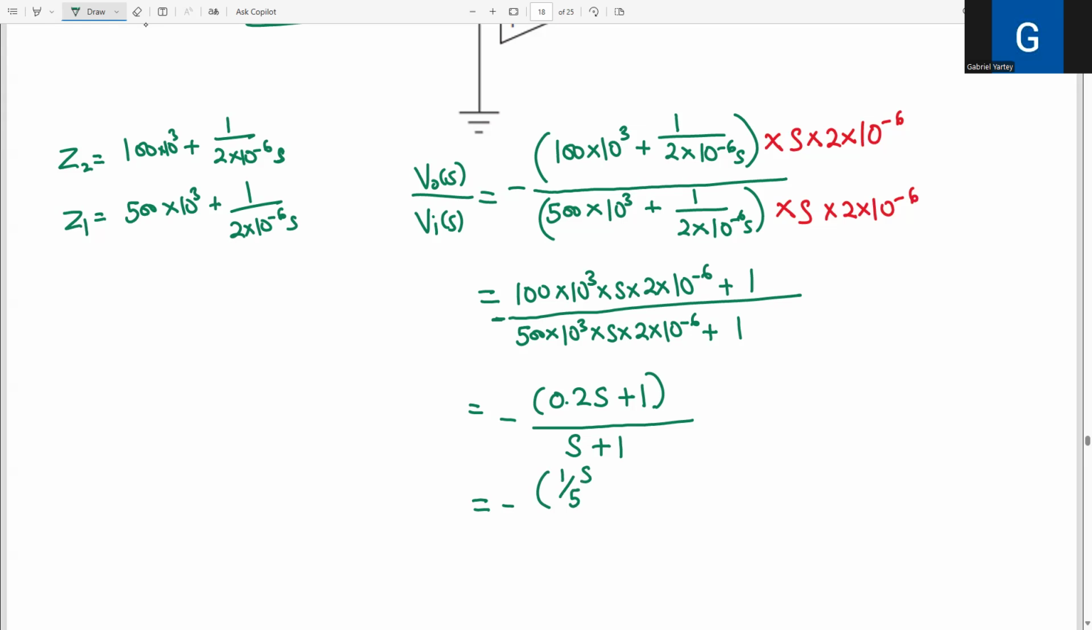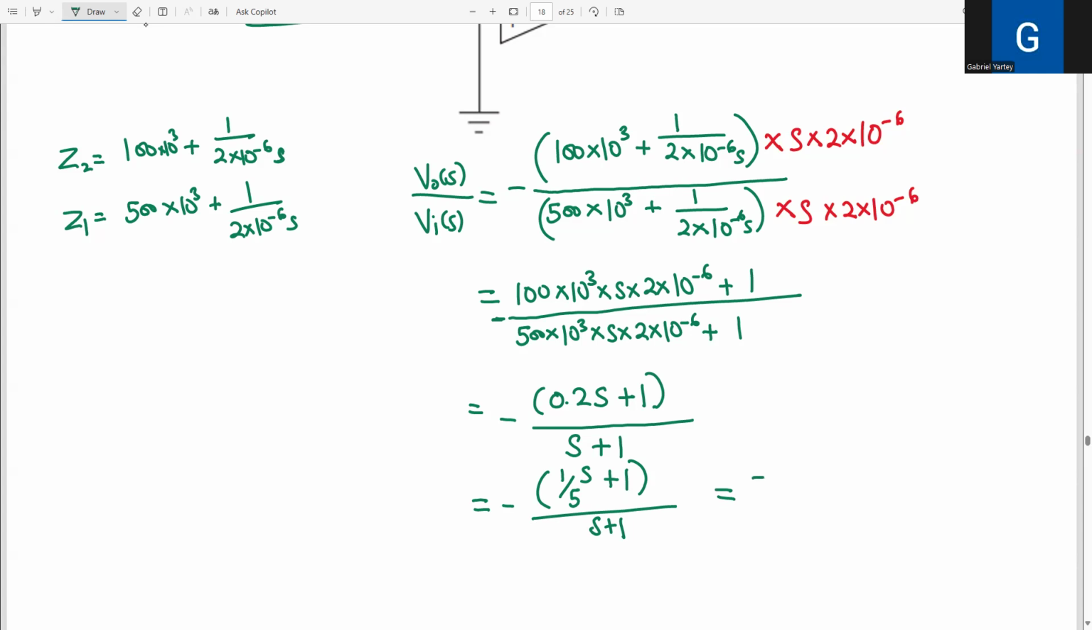Now you can leave your solution like this, it's up to you. You can still find the number of poles here, and the zero. But I'm just trying to simplify my own thing. So I can factorize the 1 over 5 out, right?